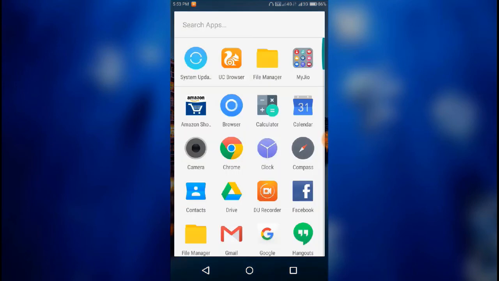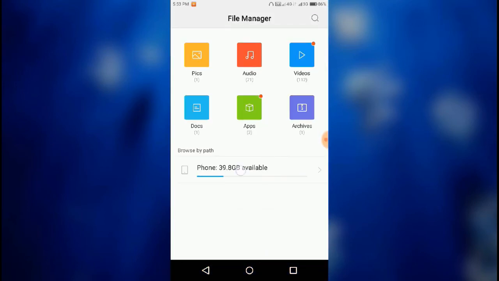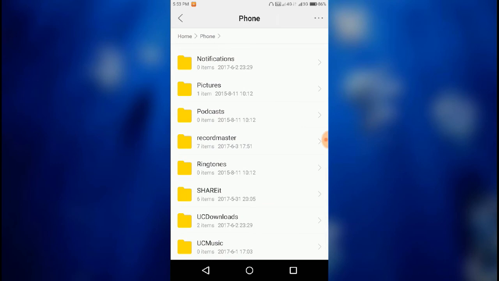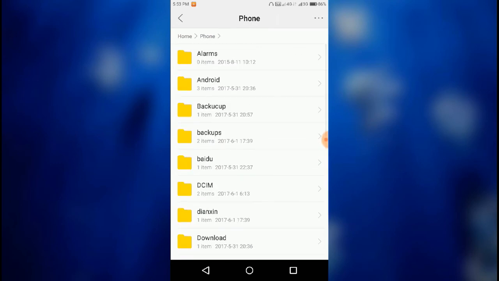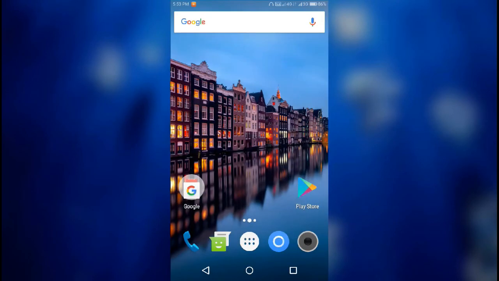So remember guys, don't forget to place the file in the root directory of the internal storage. Don't place it anywhere, just place it in the root directory of the internal storage. So guys, this was the first solution that I was talking about.